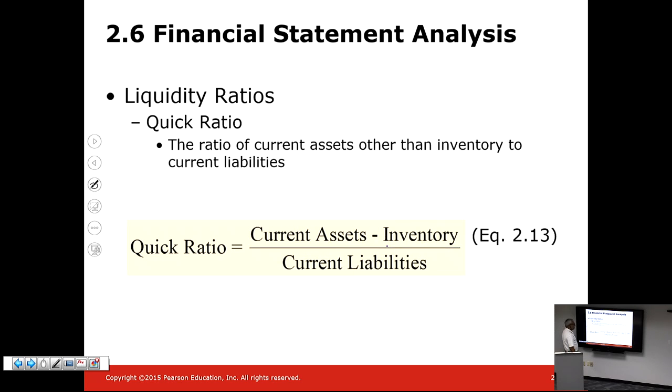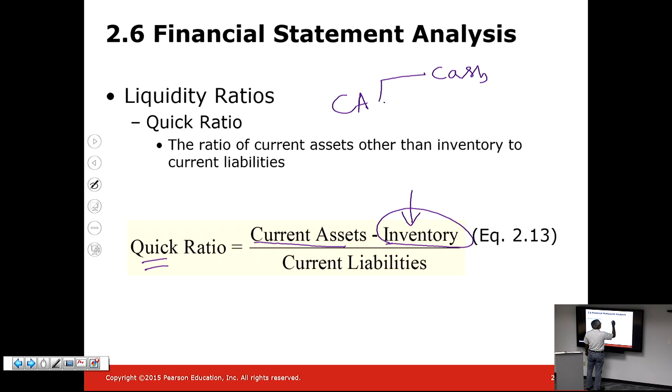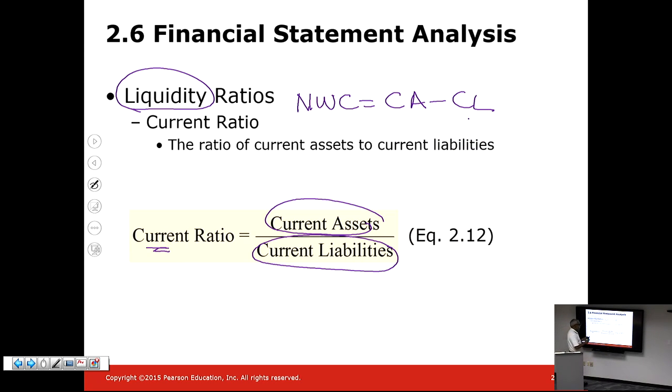I can get a variation of that called quick ratio. In quick ratio, I get current assets, I subtract inventory. Why do I subtract inventory? Because inventory is the least liquid of the three items that make up current assets. If you recall, current assets is cash, accounts receivable, and inventory. Of them, this is the least liquid part. So I subtract that to get a better sense of both current ratio and current quick ratio.